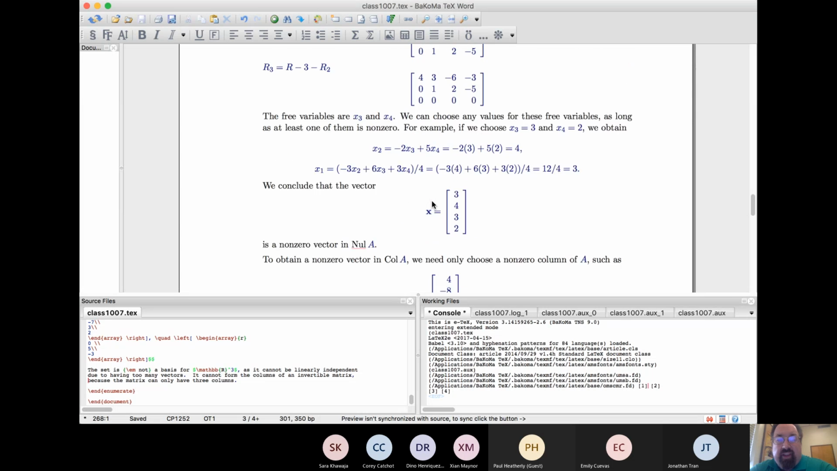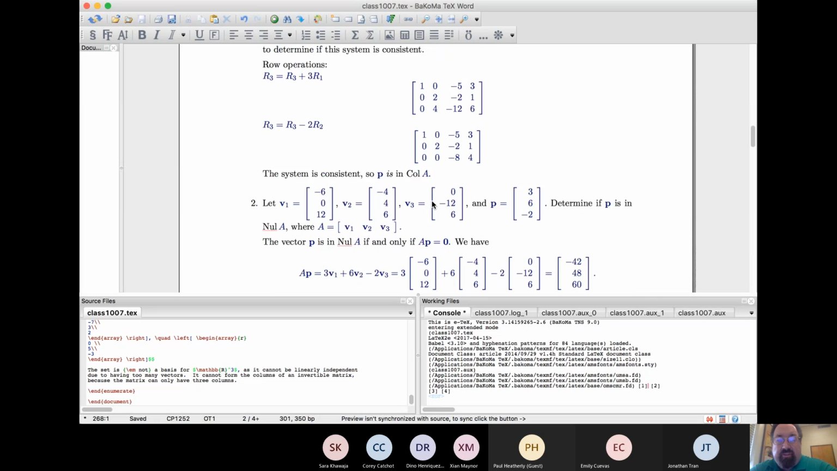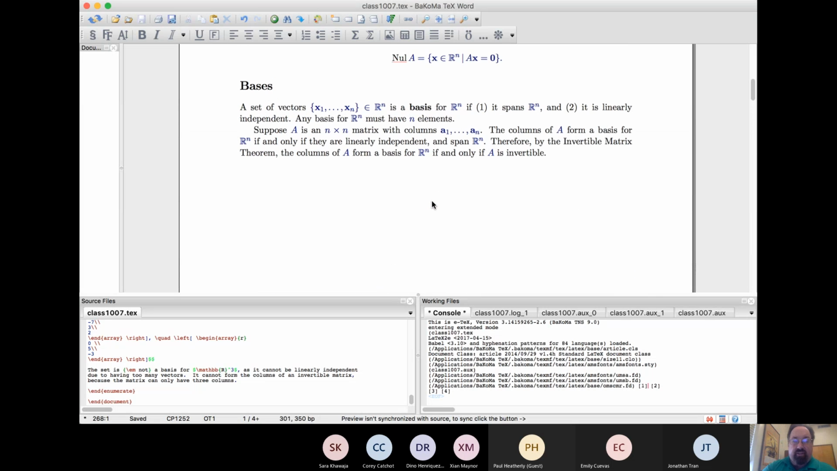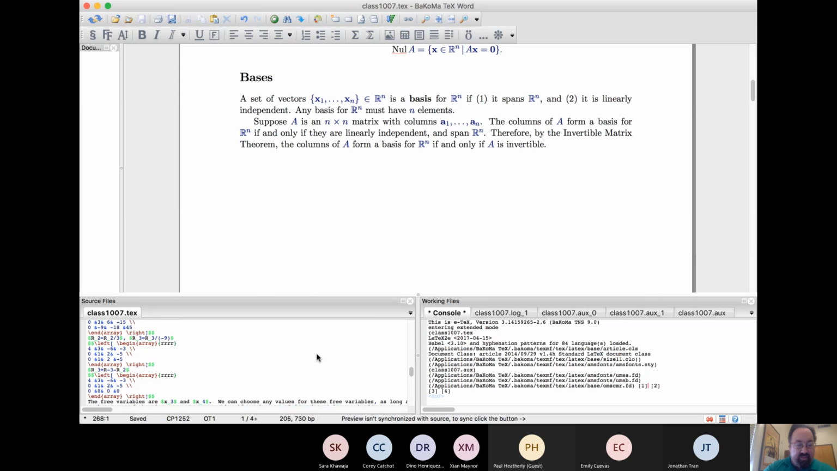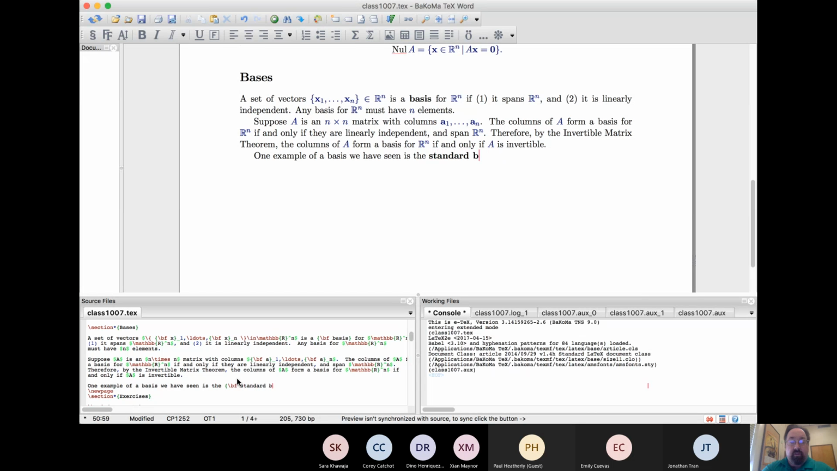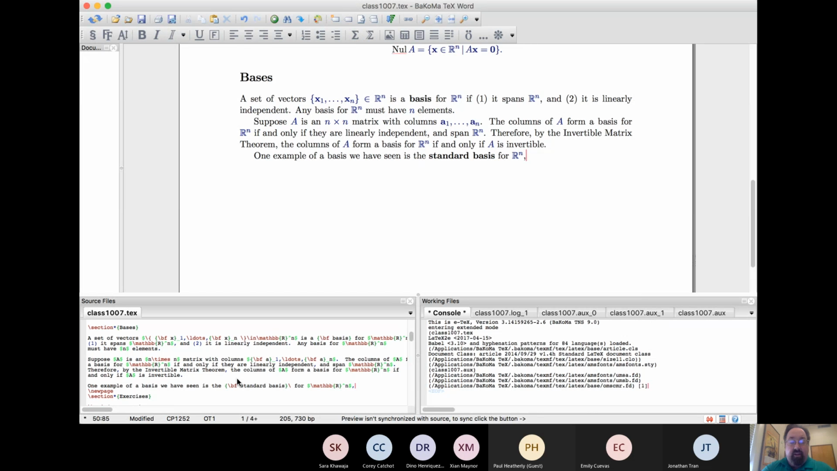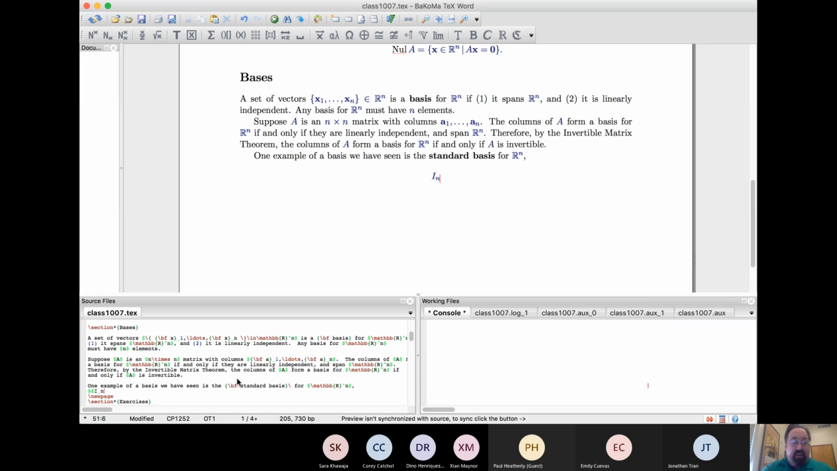One example of a basis that we had seen before is called the standard basis. It's all the columns of the identity matrix. I'll just put this here: the standard basis for Rn, which is the columns of the n by n identity matrix.